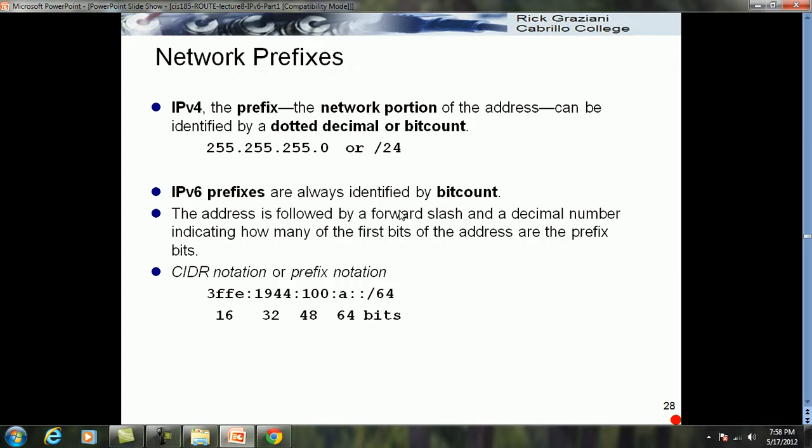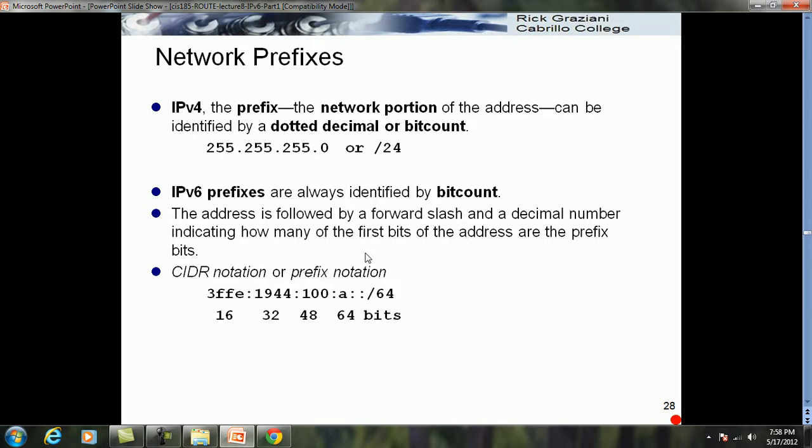See here. If I write like this, that's 64. That means 16 plus 16 plus 16 plus 16. 64 bits. The first 4 segments, total 64 bits. Okay, understanding? So, any doubts here? See, CIDR notation, how it is designed in IPv6?